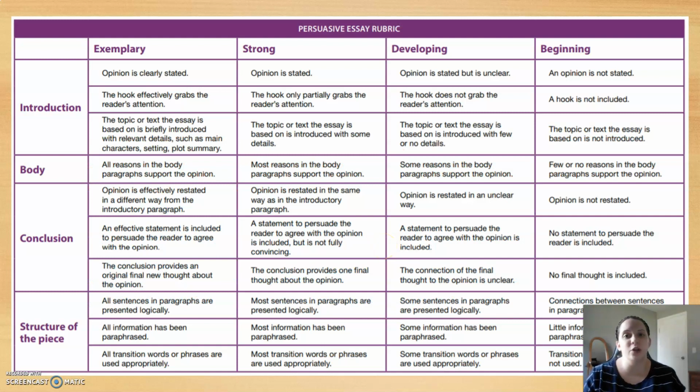And again, I'm going to show you this rubric because this is what you should always refer to in your writing, because this is exactly what you will be assessed on. So it's really good to reflect on this as you write your persuasive body paragraphs.